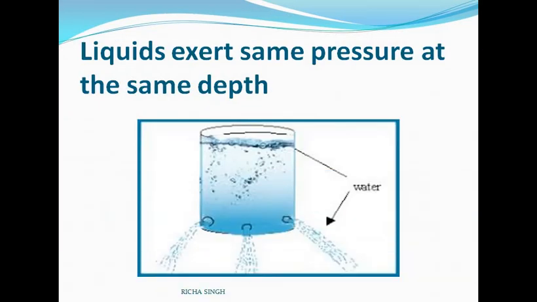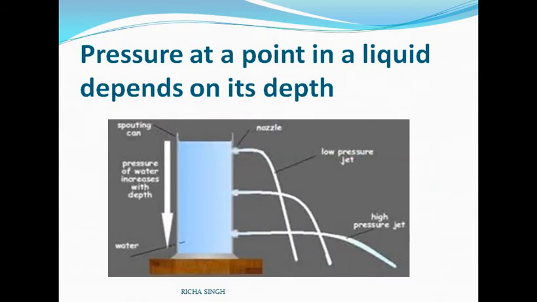Okay. After that, next thing, this is activity 5 from your textbook, which says that liquid exerts same pressure at same depth. Here you can see the container is having water and there are 3 holes. The holes are at same depth, means the height is same. So you can see the same amount of water will ooze out. Why? Because same pressure is exerted at the same depth. If we change the depth, then the pressure is going to change. So let's see how it will change.